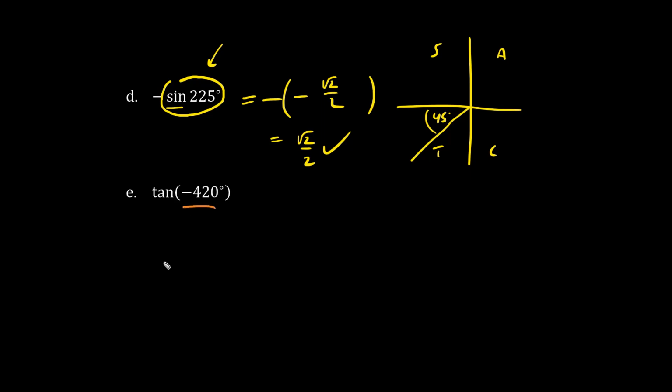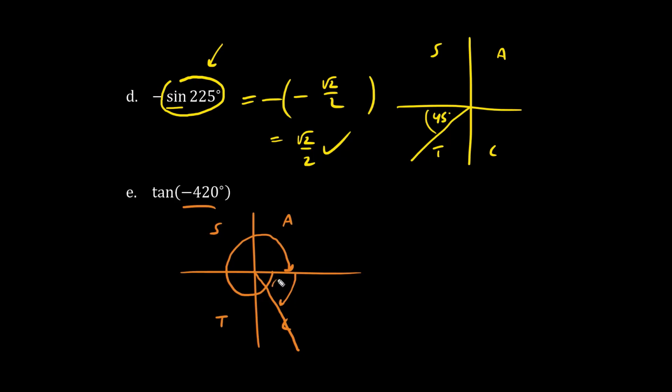Again, we have trig of a special angle, but this angle is negative. So let's think about it. Again, we do ASTC. Now where is negative 420? Negative 360 goes clockwise this far. But we still have to go 60 more degrees to achieve negative 420. So 60 more in the negative direction would be about this far.